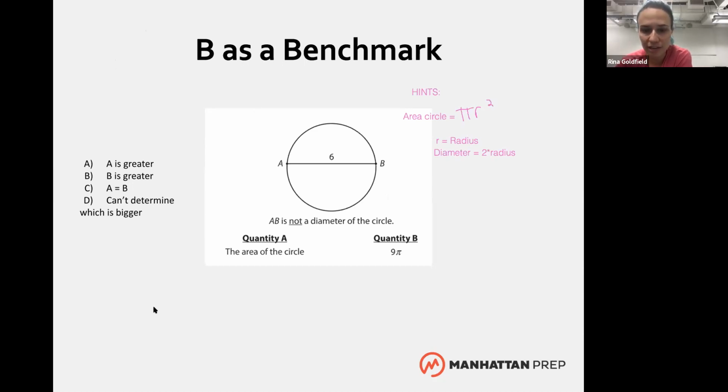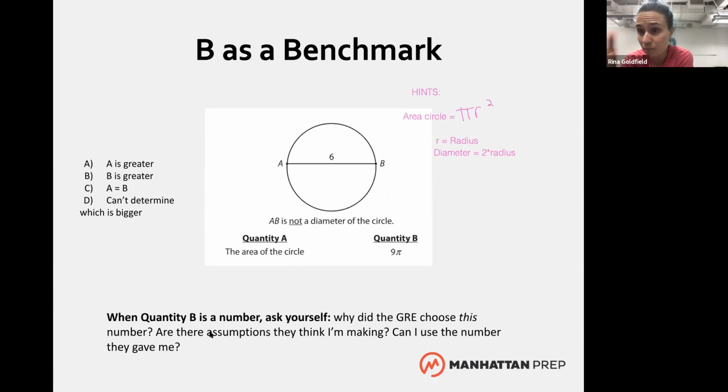Okay, so again, I'm thinking, right, they gave me a value for B. When quantity B is a number, I'm asking, why did they choose this number? Are they assumptions that they think I'm making? Can I use the number they gave me? Can I use it by plugging in? So maybe I'll think, well, what if the area were 9 pi?